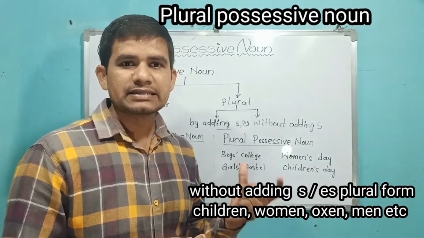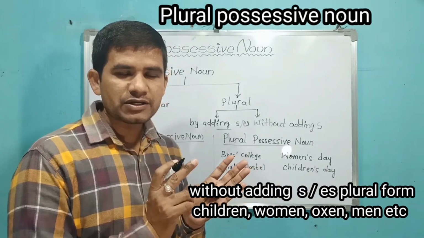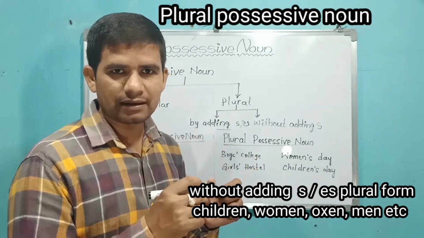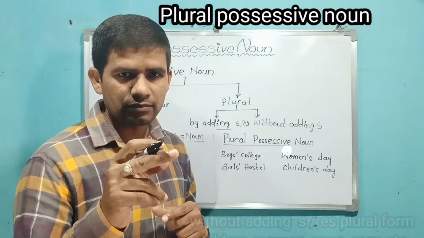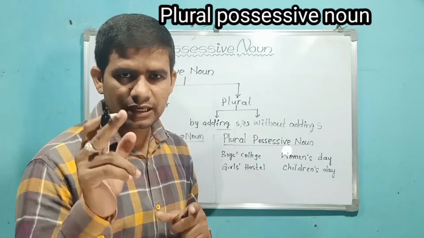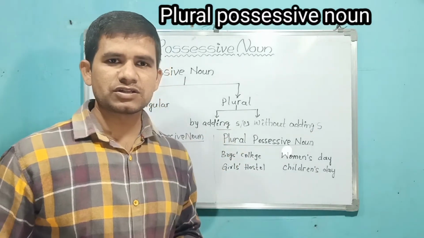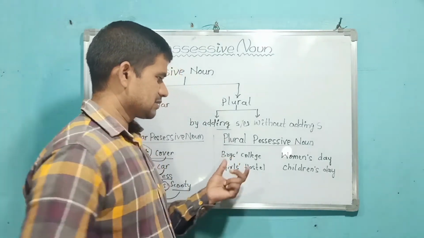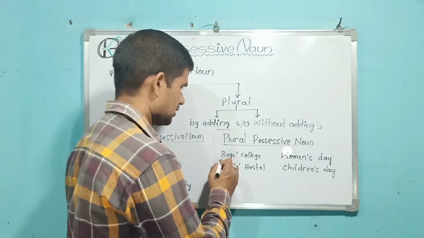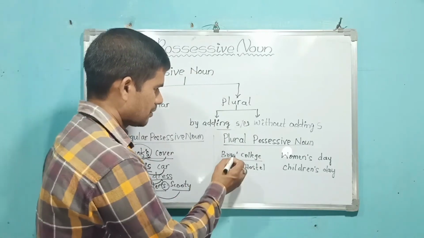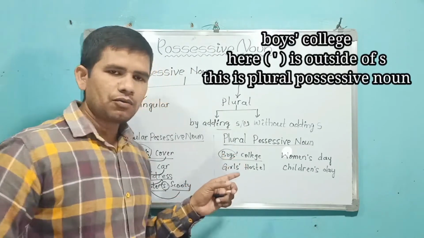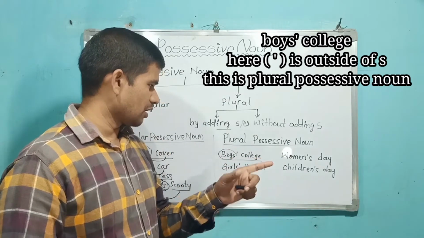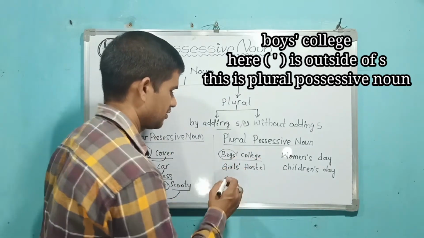Just like child to children, woman to women, ox to oxen, man to men. Yes, these are the plural forms, plural nouns. So how do we write plural possessive nouns? By adding an apostrophe. For example, boys, B-O-Y-S, boys. It's a plural form. Yes, boys' college. You have to write boys' college in such a way.